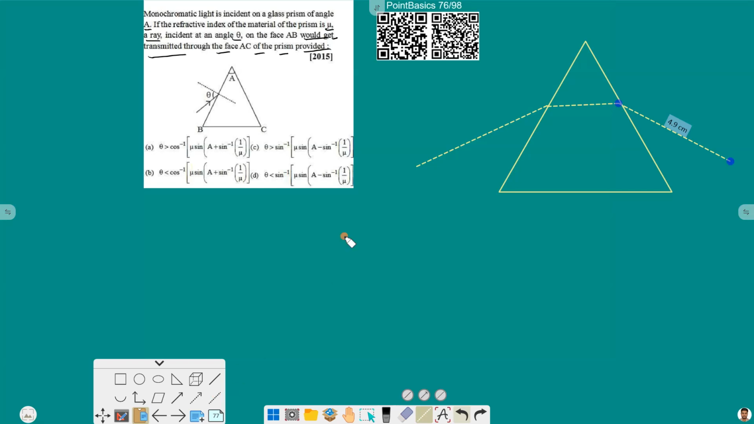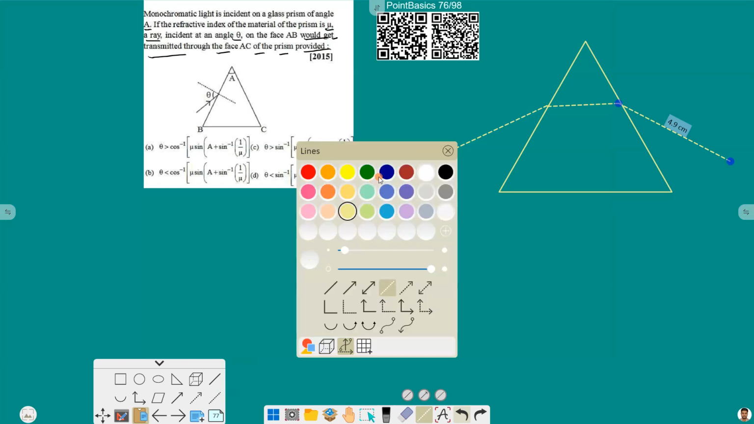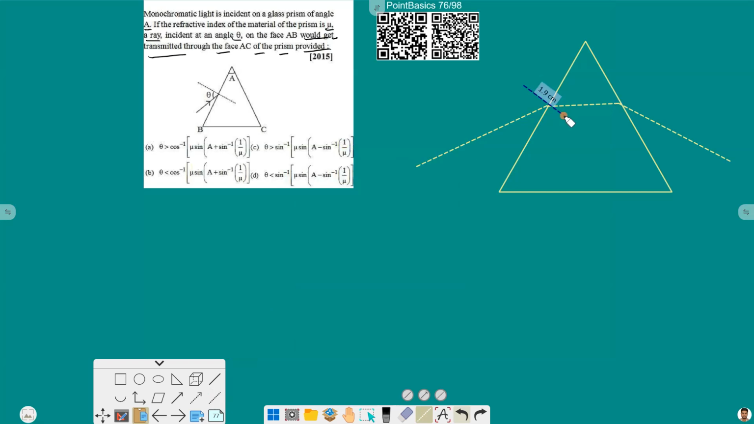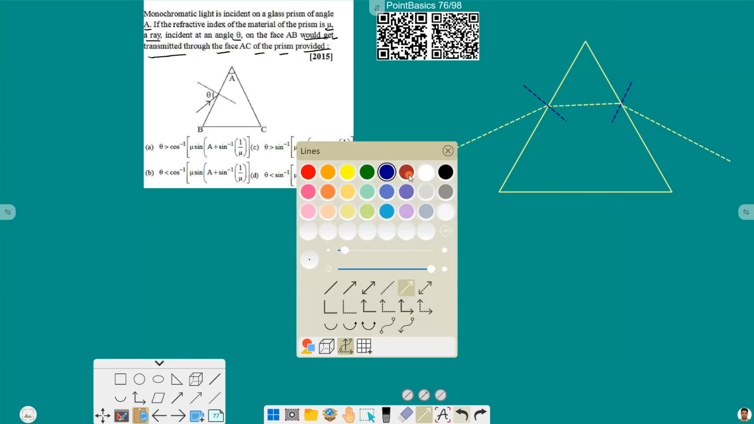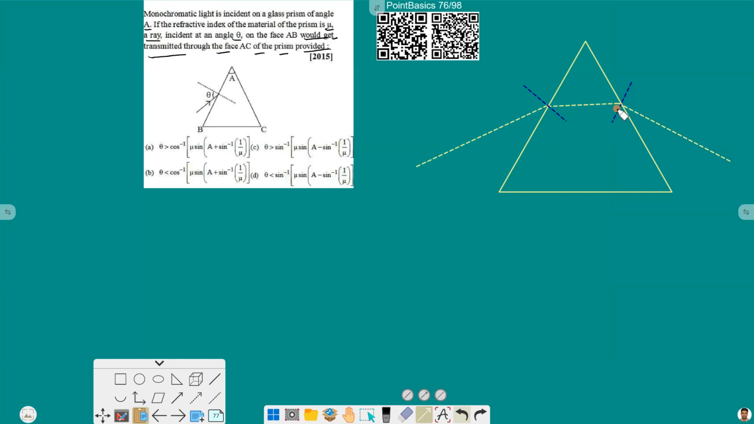We have normals. So suppose this is our first normal, this is our second normal, and it is mentioned that light should pass through the face. So we will also consider the case of TIR, or total internal reflection, that when light will go along the face.